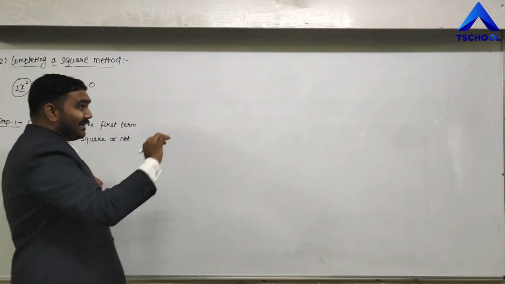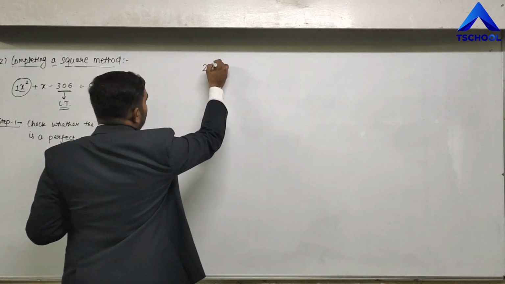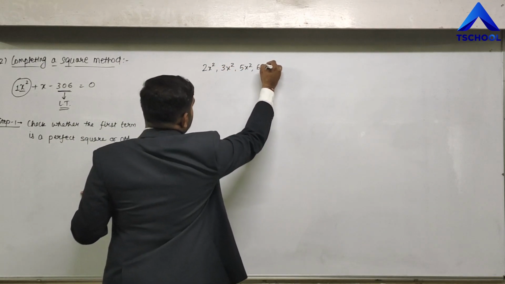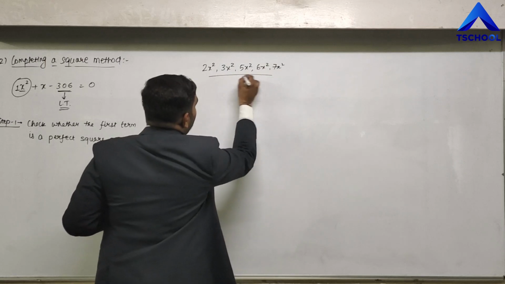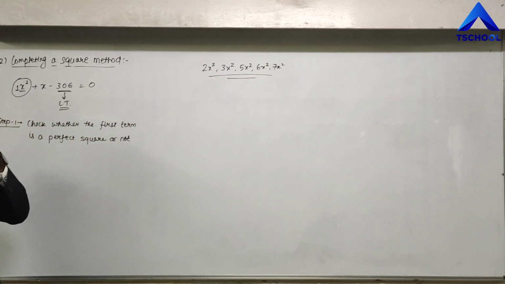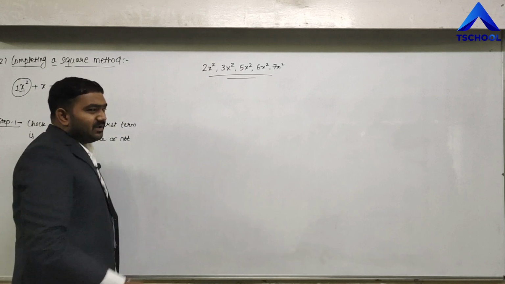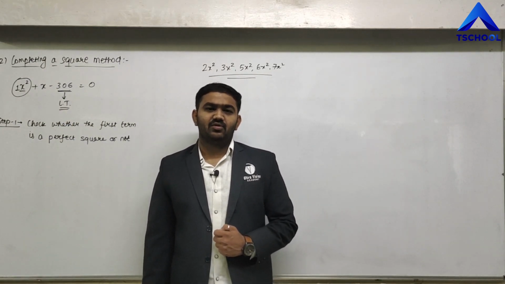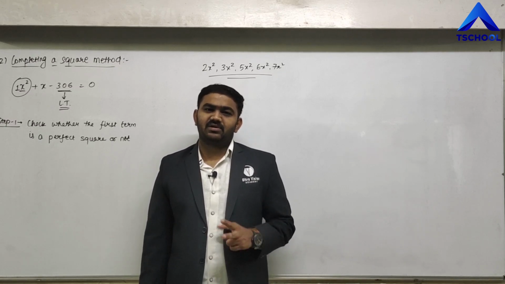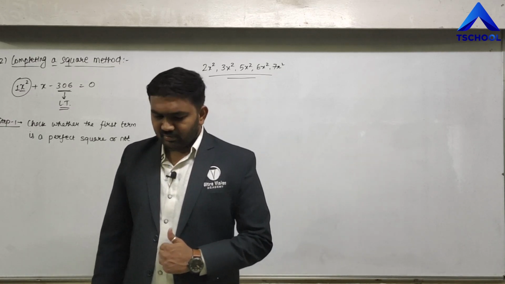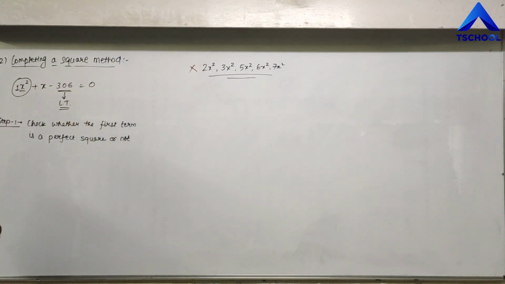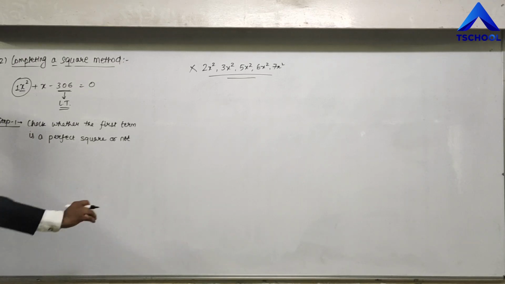See which terms are not perfect squares: 2x square, 3x square, 5x square, 6x square, 7x square. These are all not perfect squares. That means the square root of 2x square is root 2 x, and that is not a perfect square because root 2 is an irrational number. So we cannot say that this is a perfect square. These are all non-perfect squares. So first of all we shall check whether the first term is a perfect square or not.